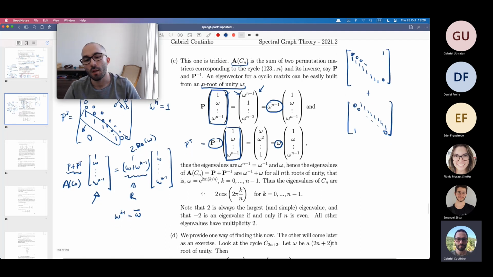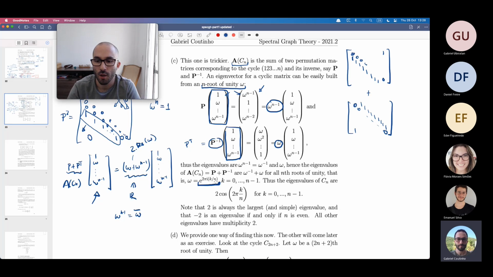Okay? And these n roots of unity are all of the form e to the 2 pi i k over n, for k varying from 0 to n minus 1. And therefore, this real part is going to be the cosine of the angle. And these are exactly the eigenvalues of the cycle. Okay? It's not too difficult for you to check that these eigenvectors are all going to be orthogonal to each other if you pick different roots of unity. But that I will leave as an exercise.